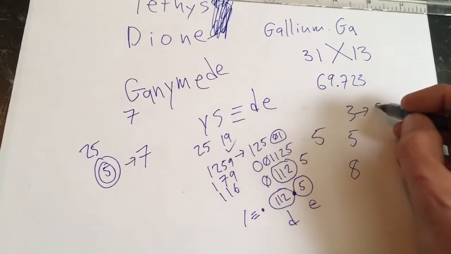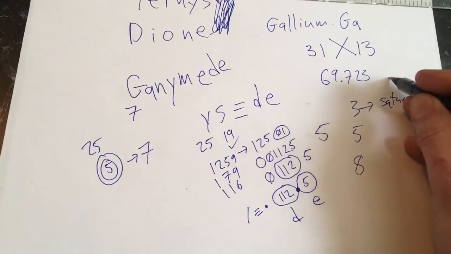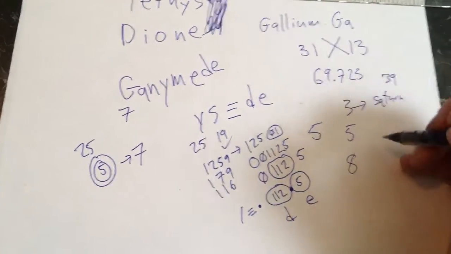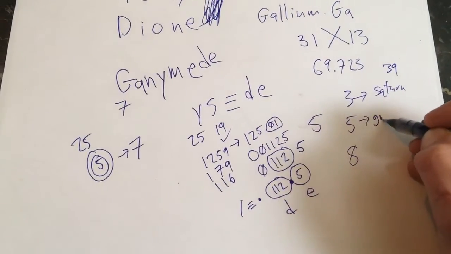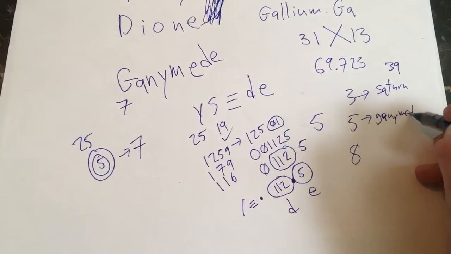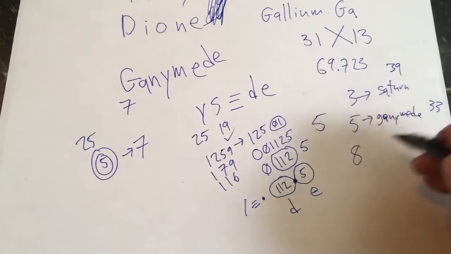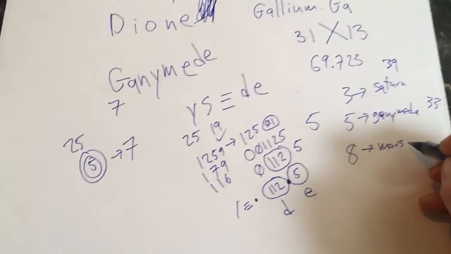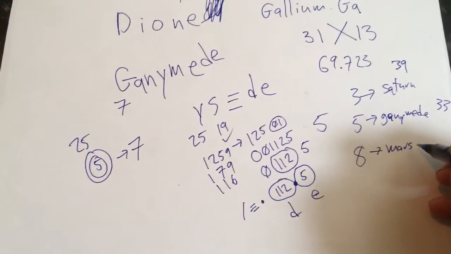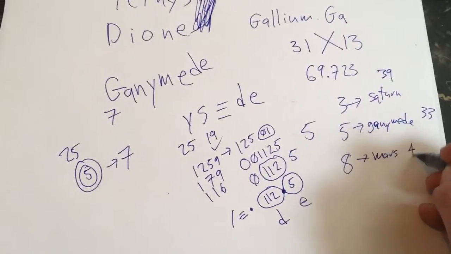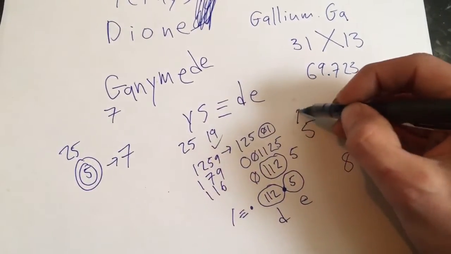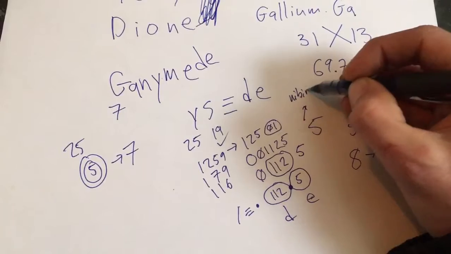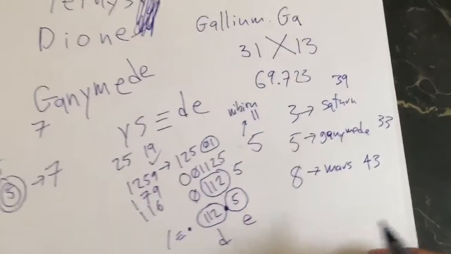Okay, this one here is Saturn. It's the 39th thing created. This one here is Ganymede. It's the 33rd thing created. And this one right here is Mars. 43rd thing created. And this is Nibiru, which is the 11th thing created.